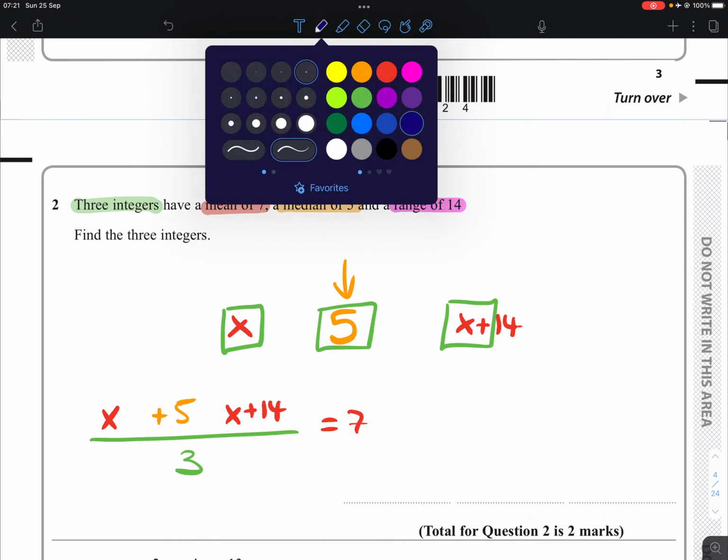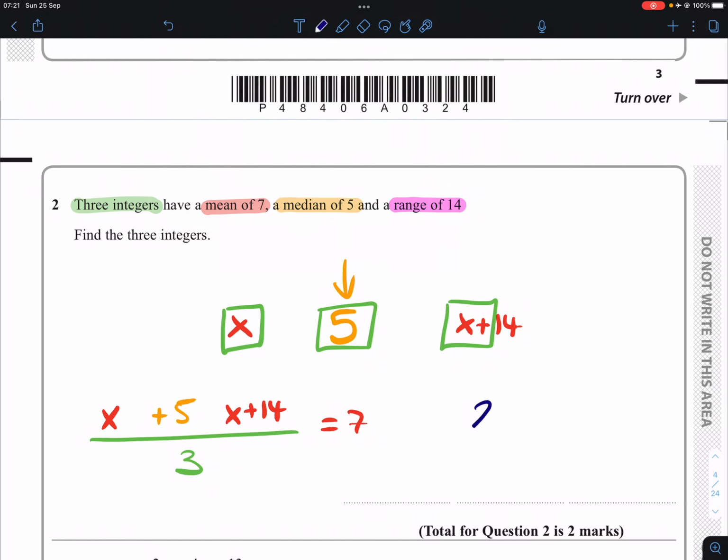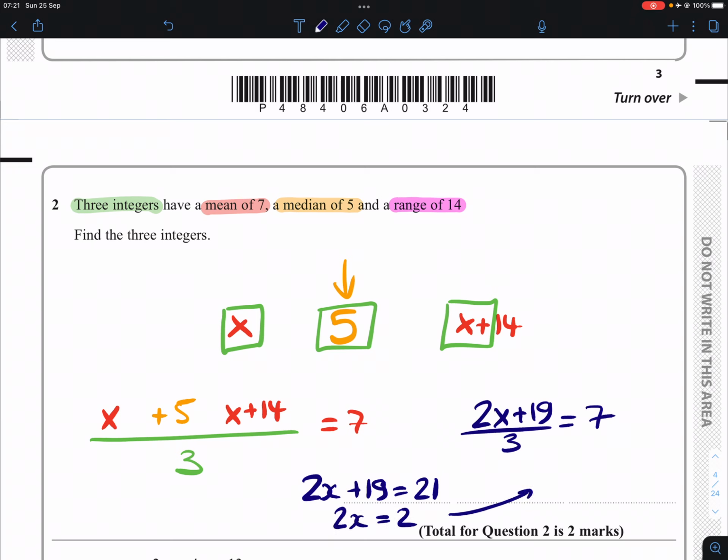So tidying up the left-hand side on the top, we're going to end up with 2x plus 19 all over 3 equals 7. I multiply both sides of this equation by 3, and that's going to give me 2x plus 19 equals 21. I take away 19 from both sides. I'm going to get 2x is 2, and then from that, I get x is 1.